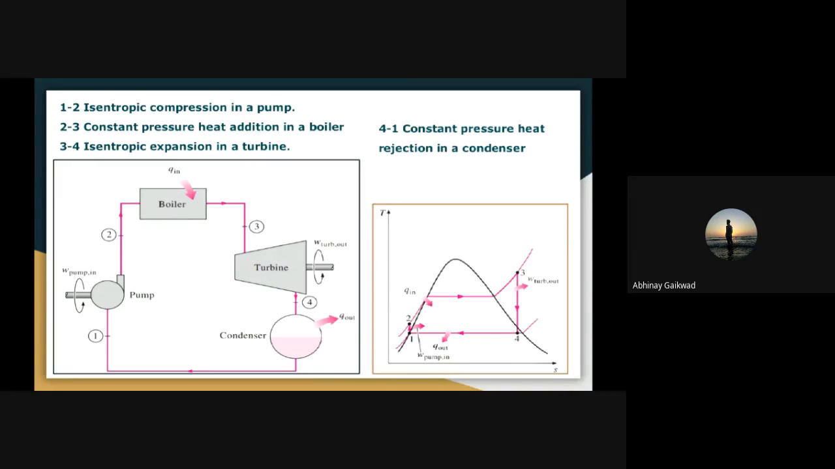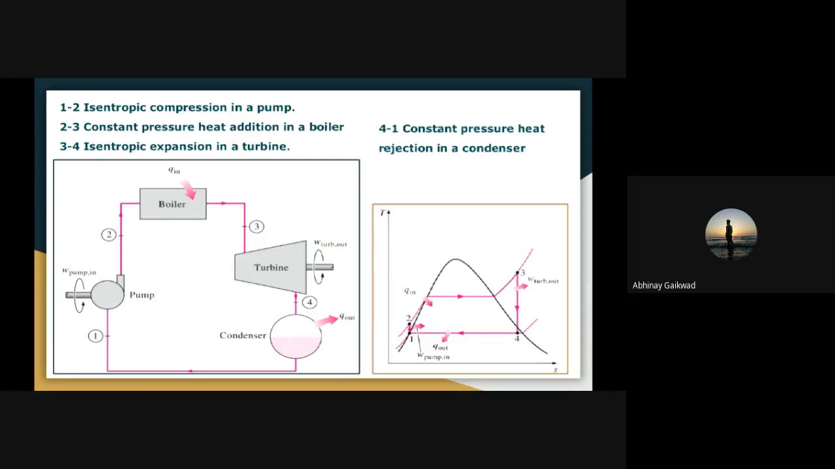Also we see that the area under process 2 to 3 represents the heat transfer to the water in the boiler, and the area under process 4 to 1 will represent the heat rejection in the condenser.